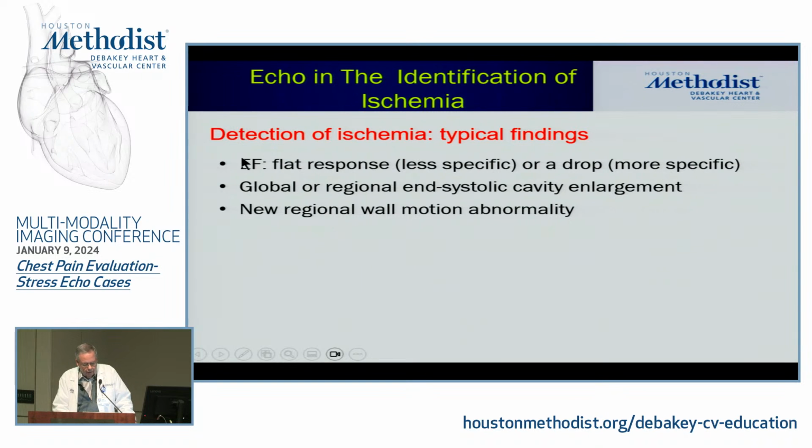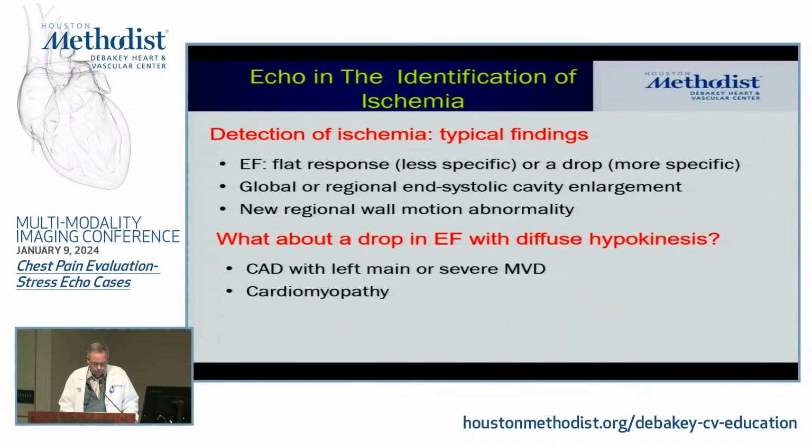And often you see an EF that is either flat or actually drops, which is more specific. A flat EF is less specific for ischemia, particularly in women. It's been shown that when women exercise, they might have an EF that is 63% and stays at 64% with exercise. They don't always have that dramatic hyperdynamic effect. So a flat EF can give you perhaps more sensitivity, but it costs you in specificity. If you drop the EF, that's quite specific.